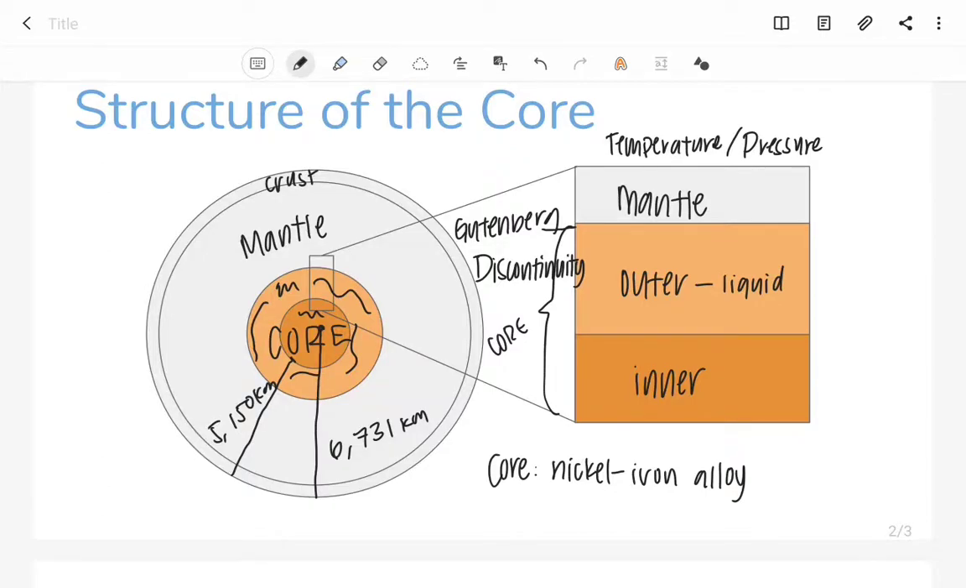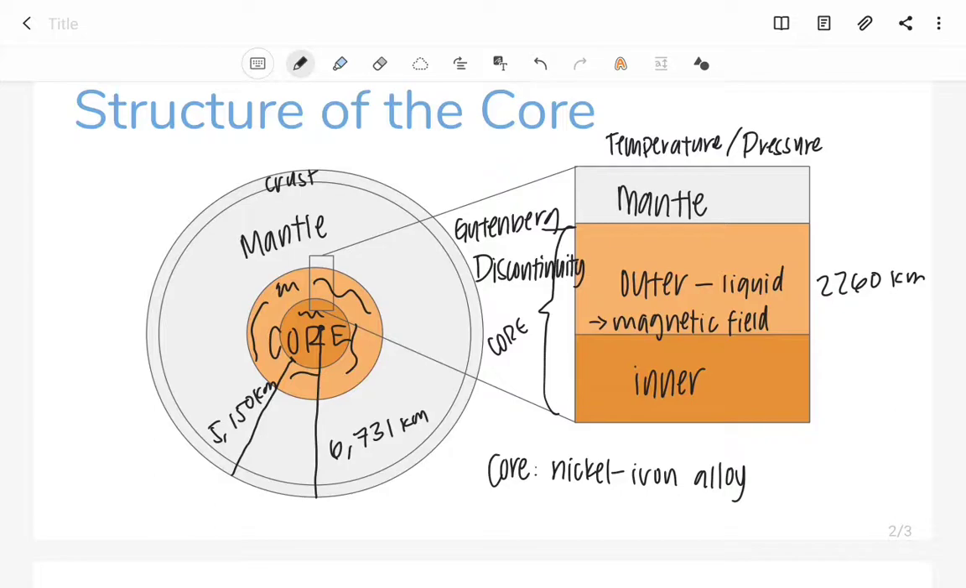Because it is liquid and it moves around, scientists think that the motion of the outer core contributes to the magnetic field. So the liquid iron-nickel alloy in the outer core contributes to Earth's magnetic field. Another thing to note about the outer core is that it's the second largest layer in Earth, and it's approximately 2,260 kilometers thick.